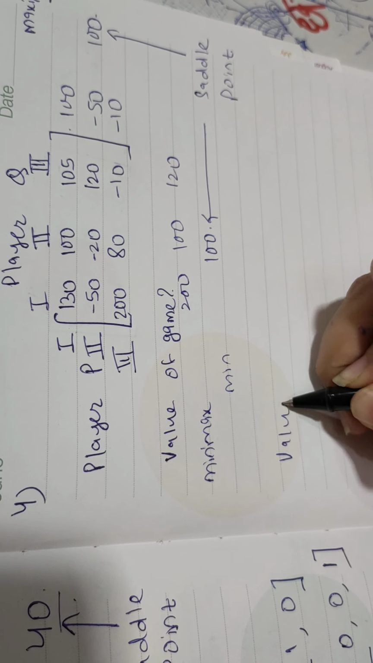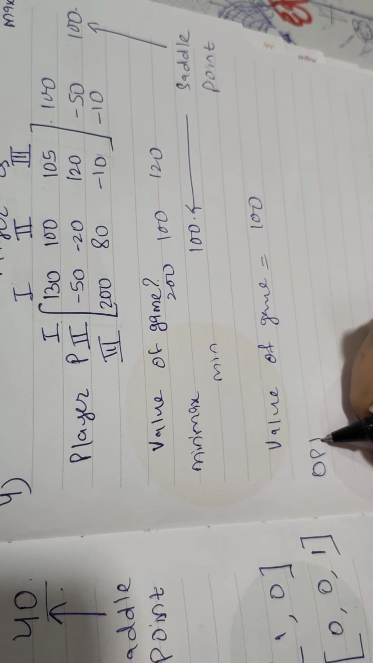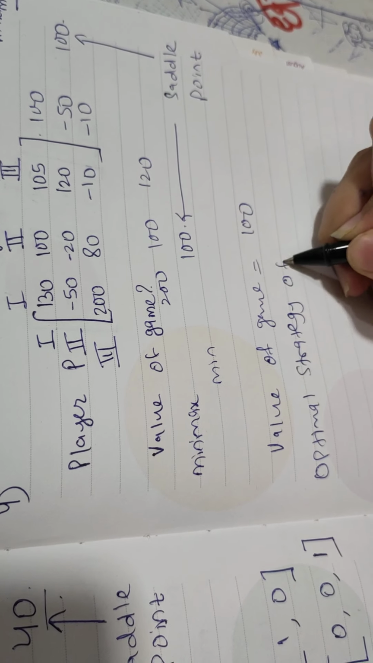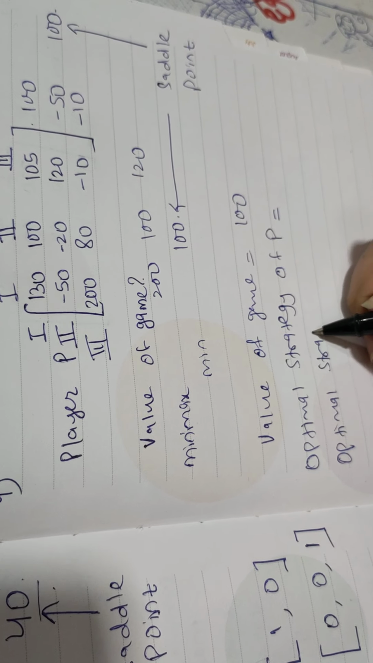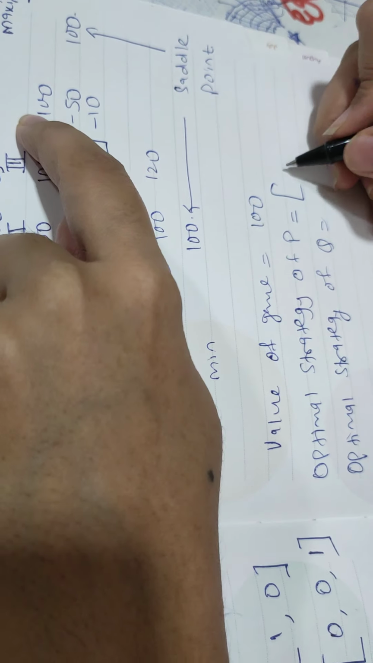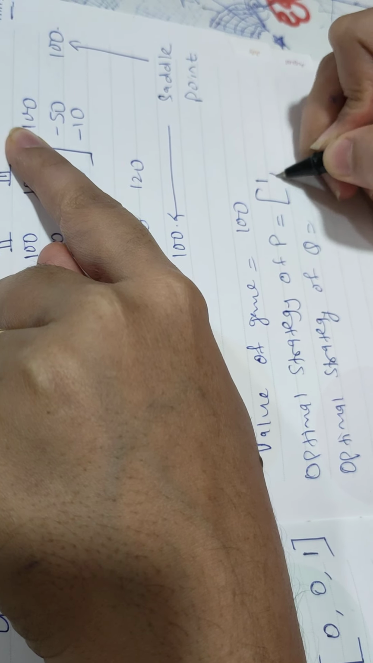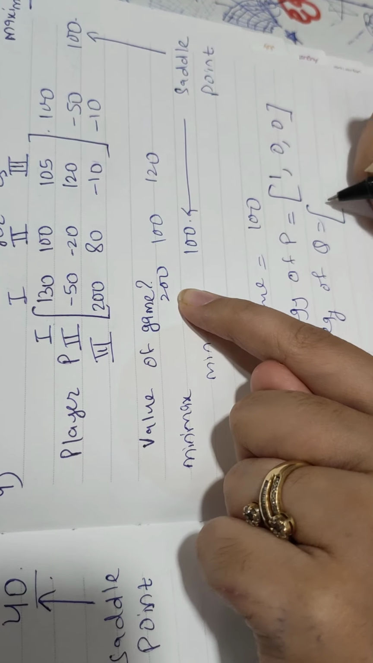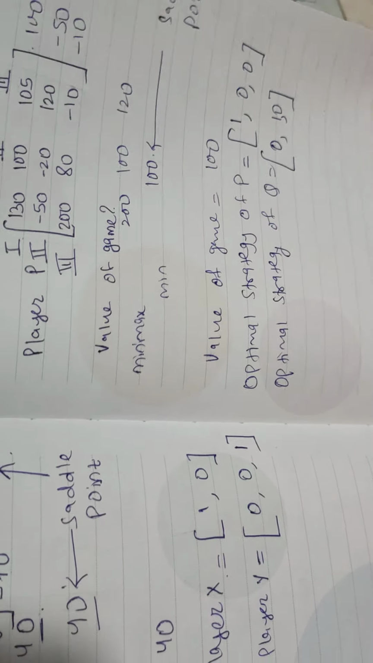Value of game is 100. Optimal strategy of P. Optimal strategy of Q. Optimal strategy of P: 100 is at the first point, which was my value of game. So this means P won this game. 1, 0, 0. And for Q, these are my values, that is 0, 1, 0. We'll move to the next question.